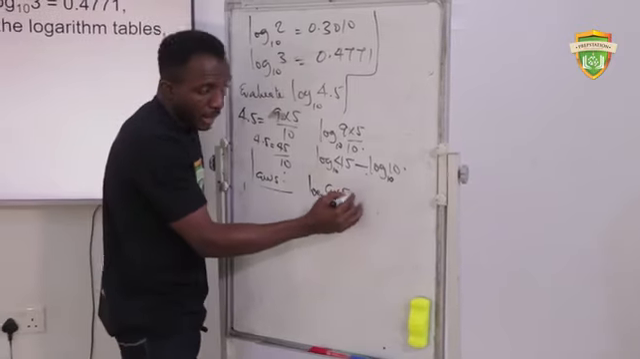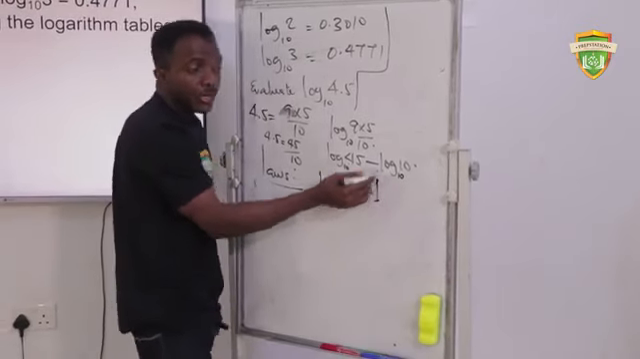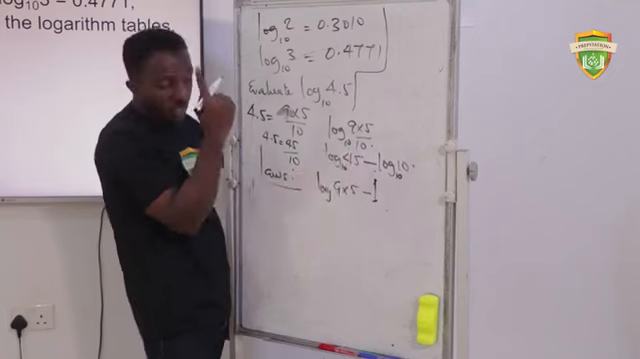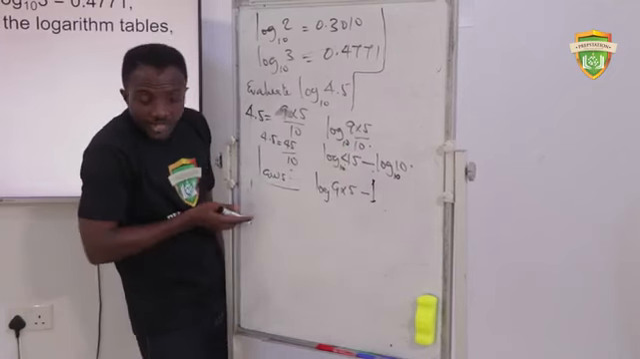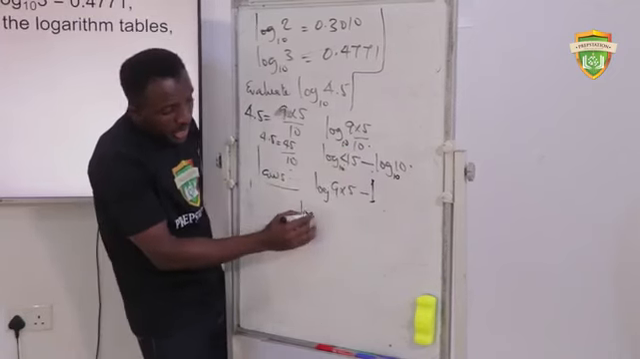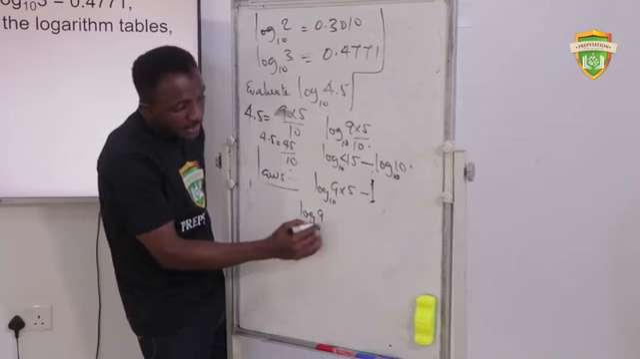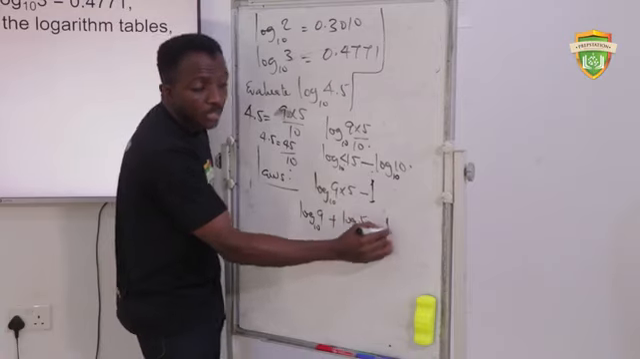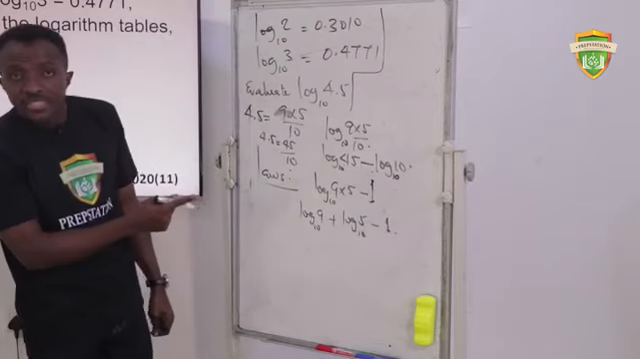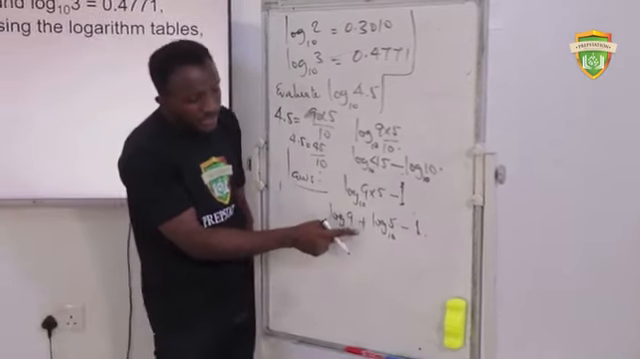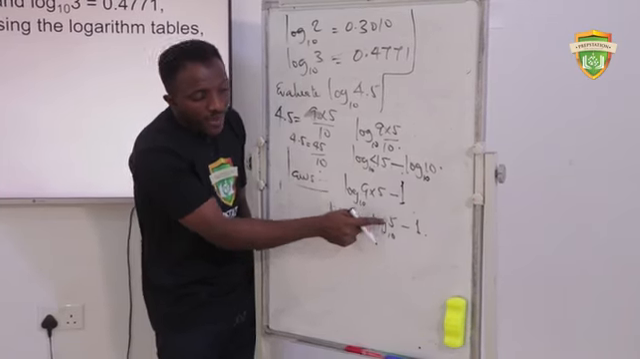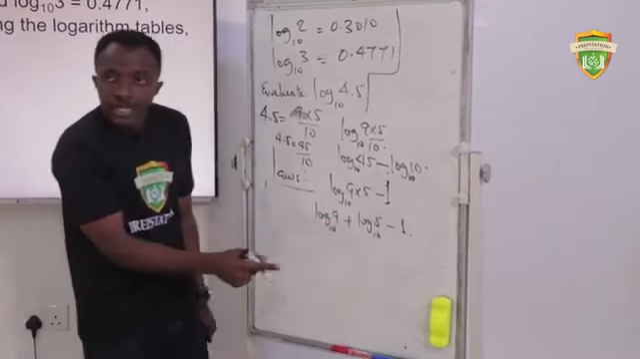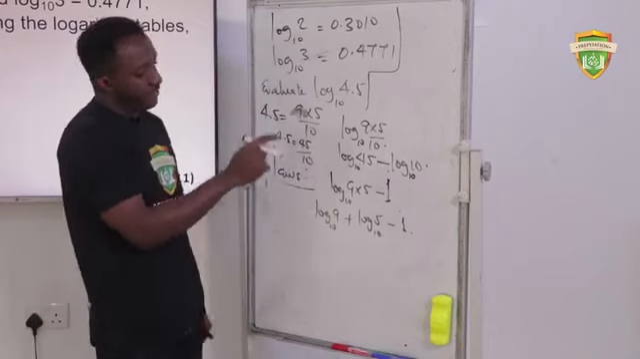Can you see this? Minus 1 because log 10 to base 10 is 1. So, if you look at the first law, this would be log 9 to base 10 plus log 5 to base 10 minus 1. I'm sure this is clear. Log 9 to base 10 plus log 5 to base 10 minus 1. Now, but we don't have log 5.